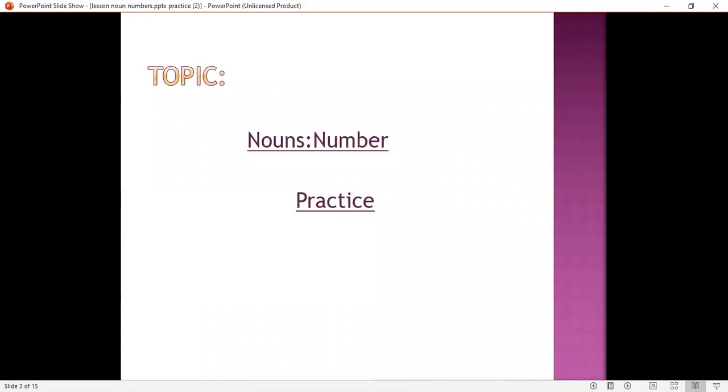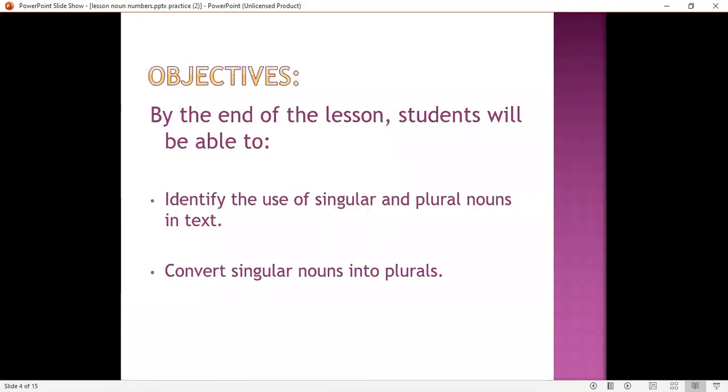In our previous lesson, we have discussed all the rules and today we will practice them. Before starting the lesson, I would like to share the objectives with you. By the end of the lesson, students will be able to identify the use of singular and plural nouns in text and convert singular nouns into plurals.